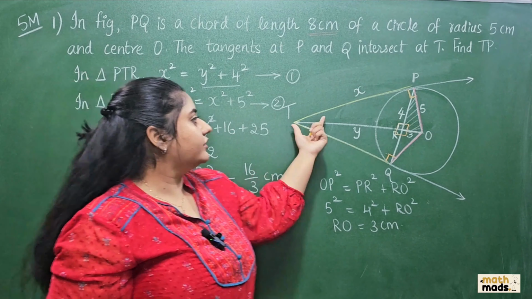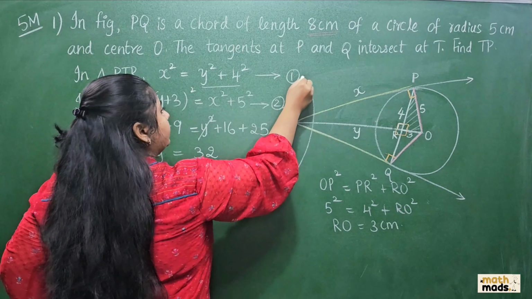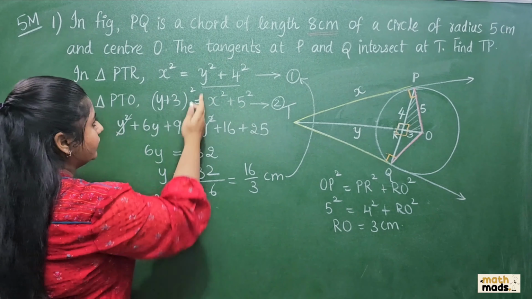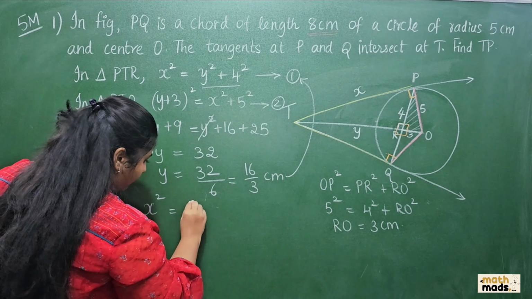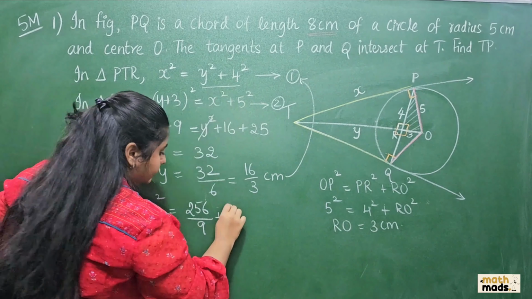But what am I supposed to find? The value of X. So what should I do? I should just substitute this back into equation 1. So that is X square is equal to Y square, which is nothing but 256 by 9 plus 16.